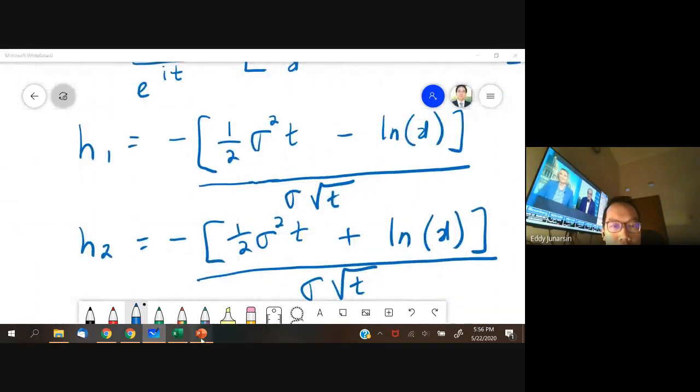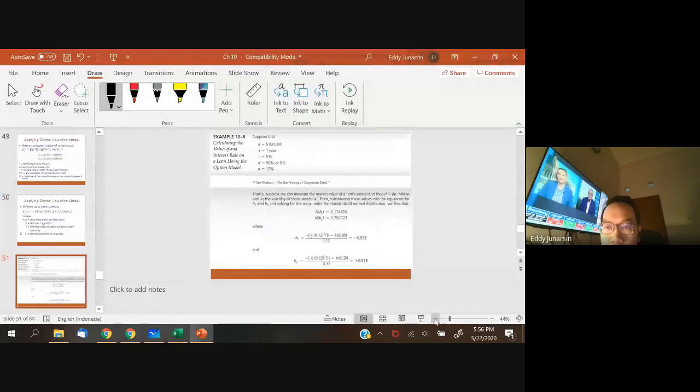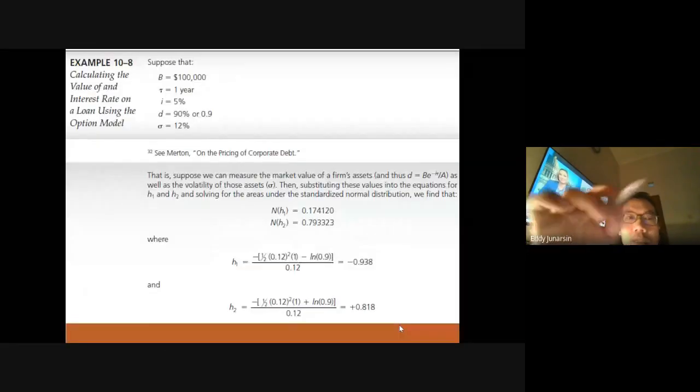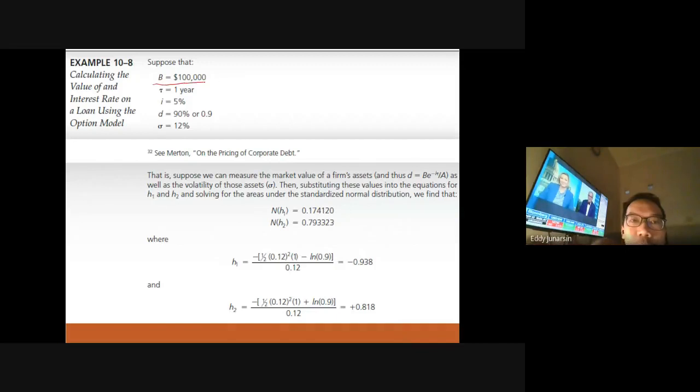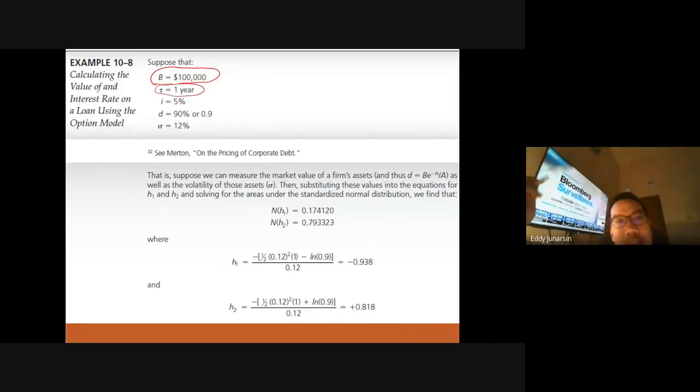Okay, so let's see an example here. The amount of borrowing is 100,000. Time to maturity is 1 year, so it makes it easier. Risk-free rate is 5%. And then we know from the data that the debt ratio is 90%. So this is the ratio of debt to total assets. So the debt is 90% of the assets.